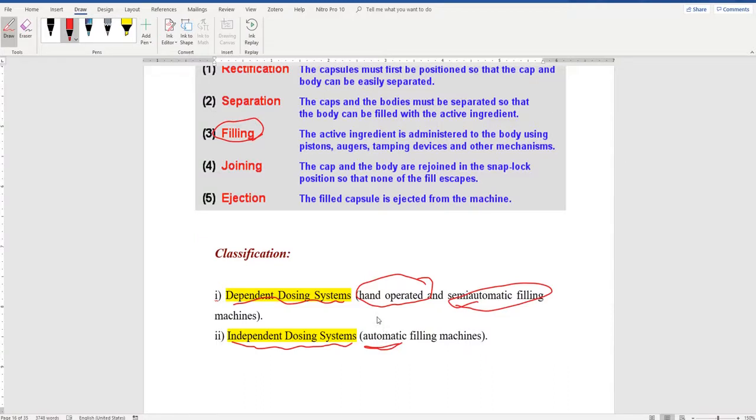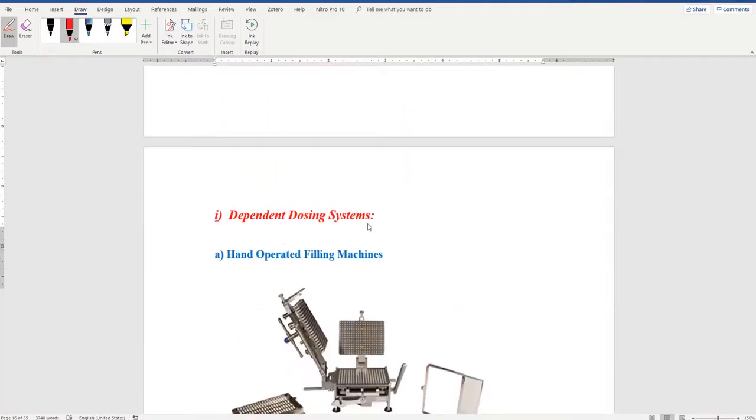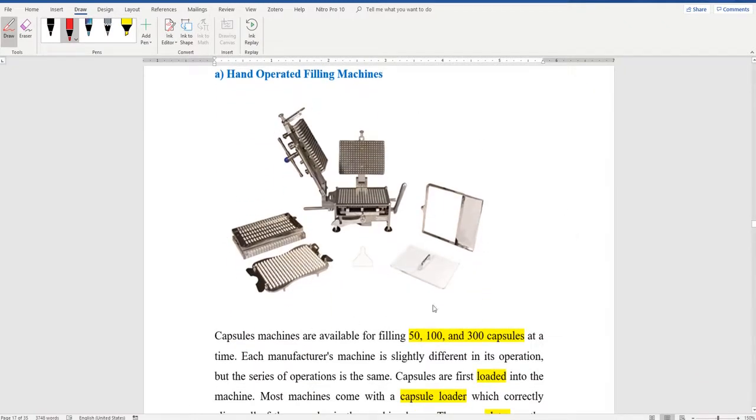Okay, let's talk about the first one, the dependent dosing system. We'll talk about the hand operated and the semi-automatic filling machine. For the dependent dosing system, the hand operated filling machine, you will see here an equipment that is hand operated, and we have that in the lab. Please ask your lab supervisor to show you this machine. You will not use it, you will use this machine in pharmaceutical technology, but I will explain to you how it works.